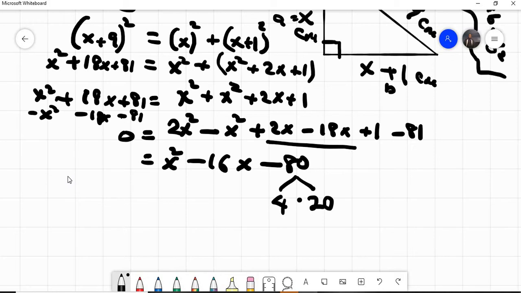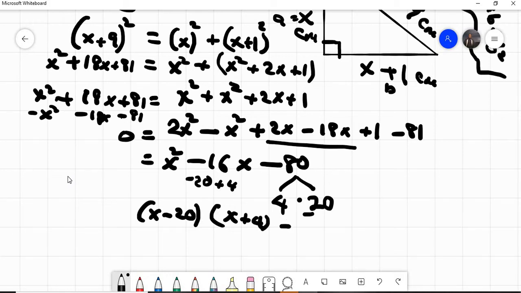And then 20 has to be negative in order to produce a negative inside. So it's gonna be negative 20 plus 4. That's why if you multiply, we're gonna get negative 80. If we add, we're gonna get negative 16. So we're gonna write x minus 20 times x plus 4 equal 0. We were writing on the left hand, so it's okay, it's gonna be the same.